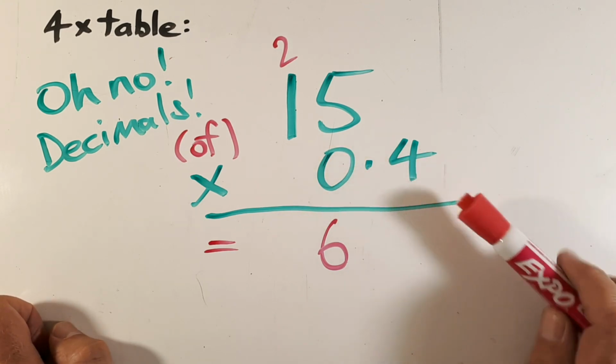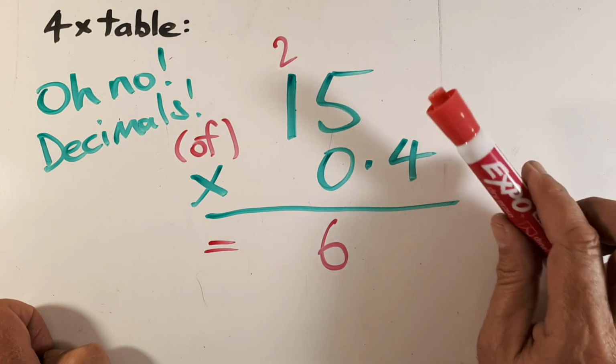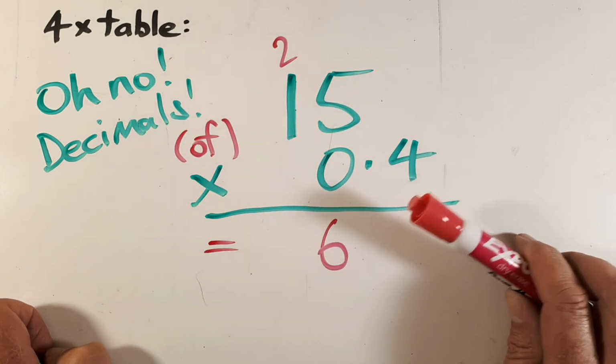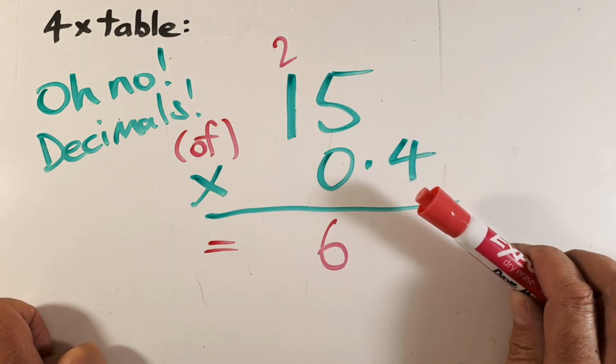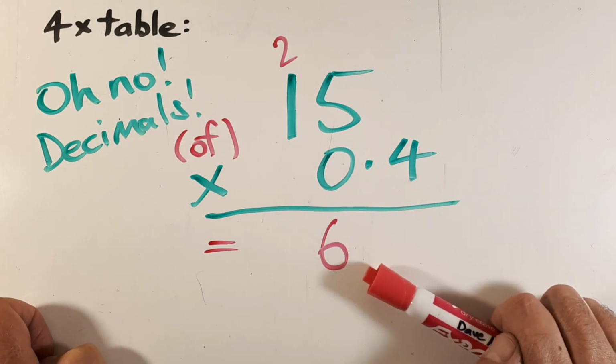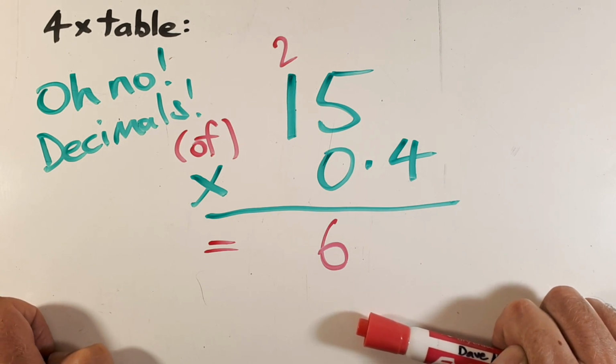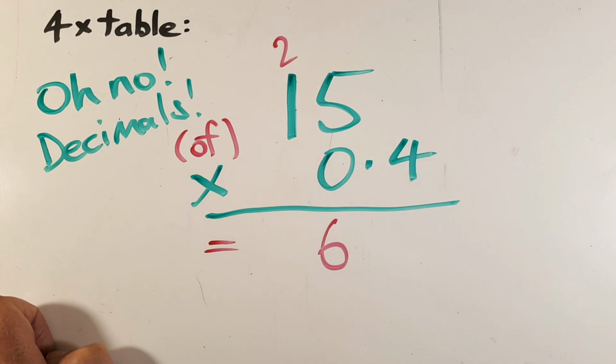Now it seems ridiculous, doesn't it? 15 times 0.4 equals 6, but if you say 0.4 of 15 is 6, that makes sense. Half of 15 would be 7.5. This is less than half of 15. Kind of makes sense when you put it into that perspective. Okay, I'll give one for you to try. See how you go.